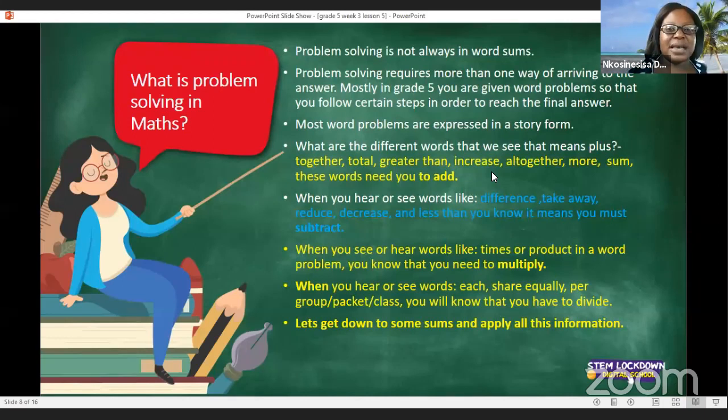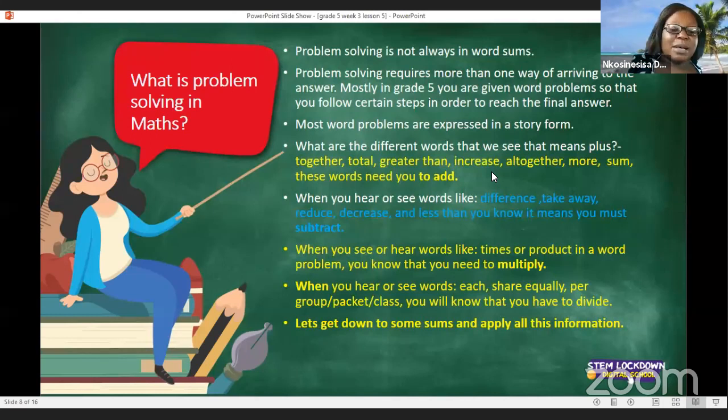It might not be the first time you're hearing the words. When you hear or see words like what the difference, take away, reduce, decrease, and less than, you know that the strategy you have to use is subtract. When you see or hear words like times or product in a word problem, it means you must multiply. When you hear or see words like each, share equally, per group, per packet, per class, this means that you have to divide.